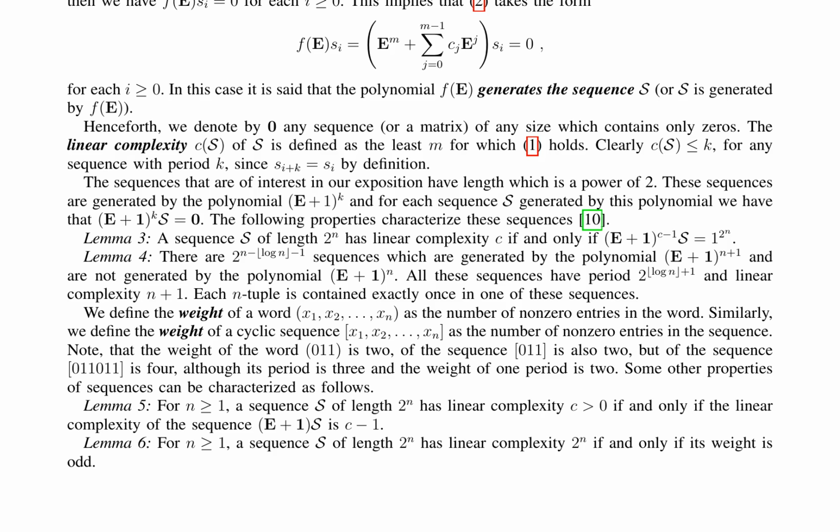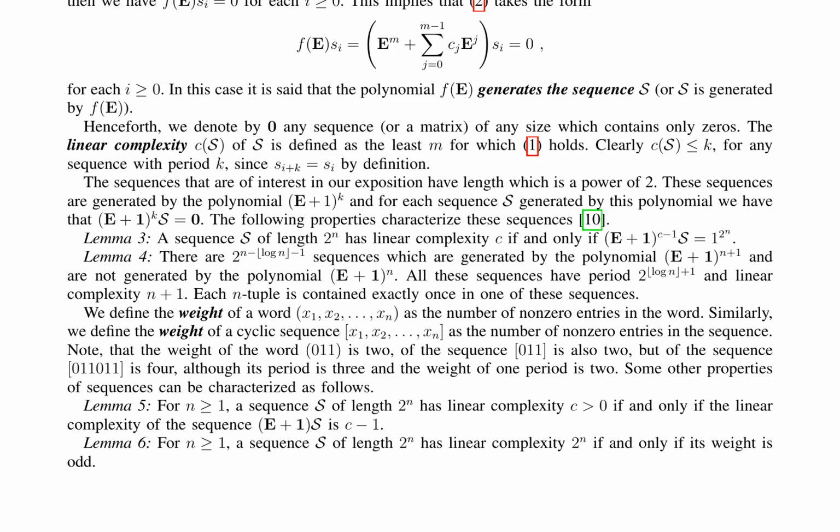Lemma 4 states that there are 2^(n-1) sequences generated by the polynomial (E+1)^(n+1) that are not generated by the polynomial (E+1)^n, all of which have period 2^(n+1) and linear complexity n+1. The weight of a word or cyclic sequence is defined as the number of non-zero entries, and some additional properties of sequences are characterized by lemmas 5 and 6.